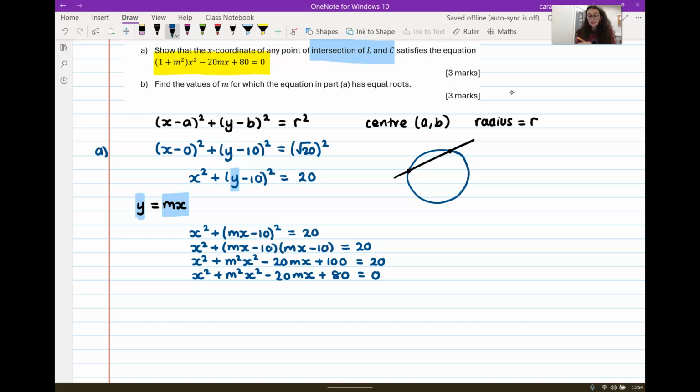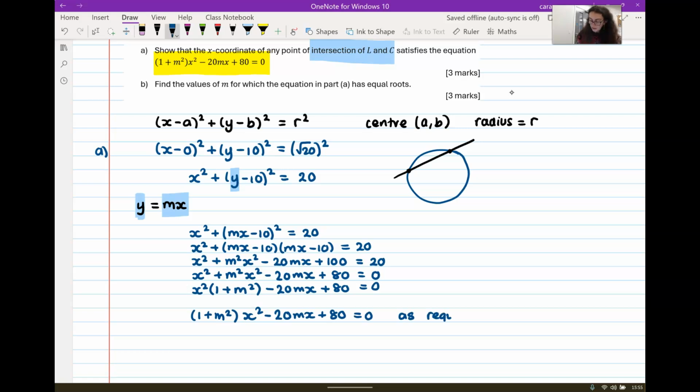What I also notice in the equation that they gave me is that there were some brackets, some factorising. So I notice that I can factorise the x² terms. And if I do that, I'm going to get x²(1 + m²) − 20mx + 80 = 0. And I can see that that is the same as the equation in the question. If you want to be really pedantic, and I do like to be pedantic sometimes, I'm going to change it to make it exactly as the one in the question. And I'm just going to write 'as required' at the end, because now I've shown that I knew that that's what I was meant to do.